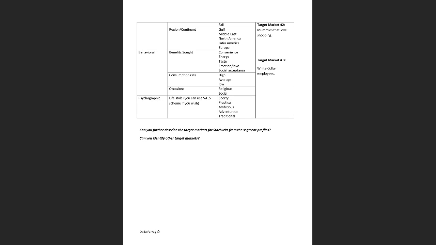So I would also match it with convenience in terms of behavioral. People who are ambitious, people who are adventurous, people who are just traditional when it comes to coffee. They just go for the traditional coffee, and even their choices in the menu will be very traditional and so on. So this is the segmentation that we finished, to understand how we make segmentation.